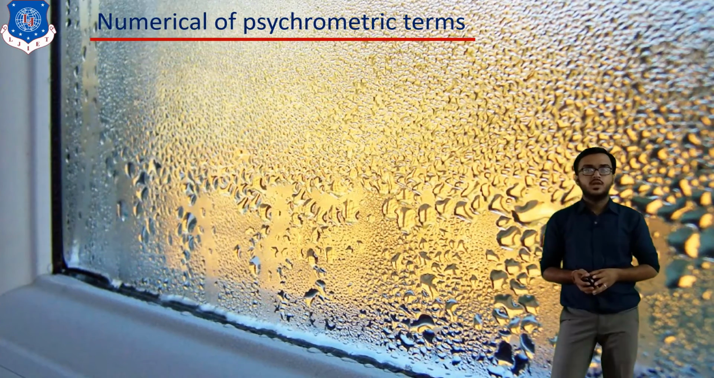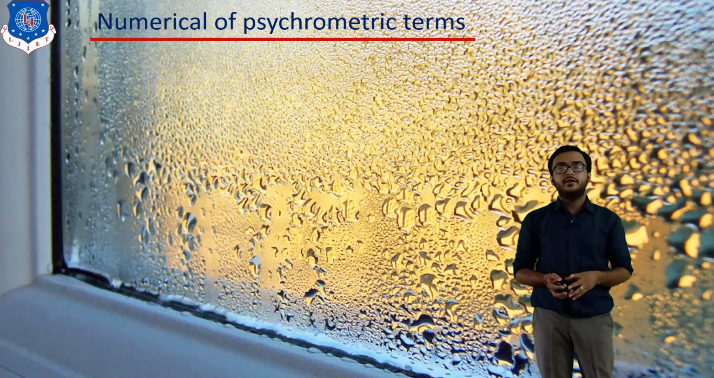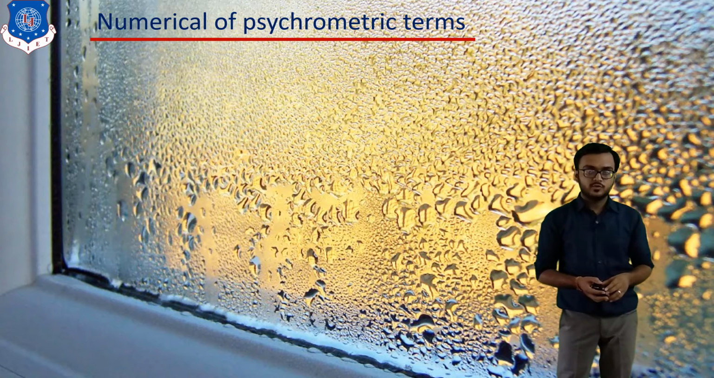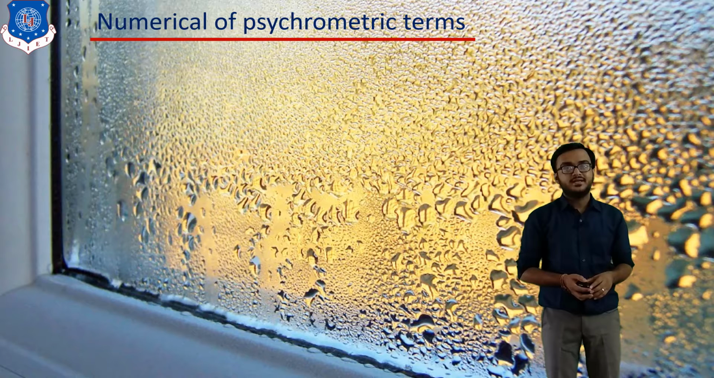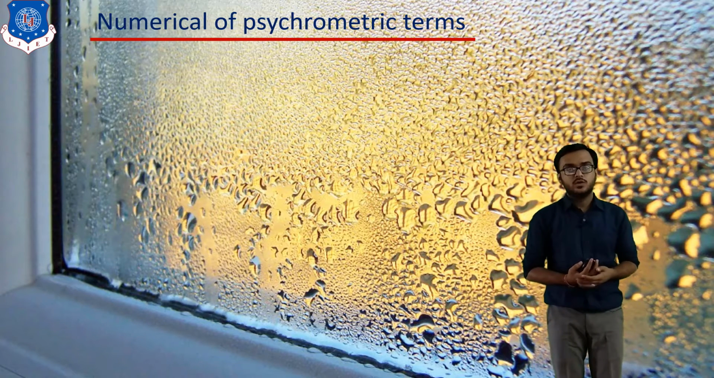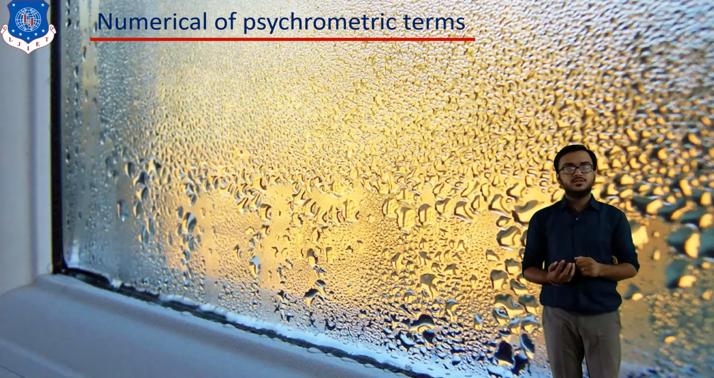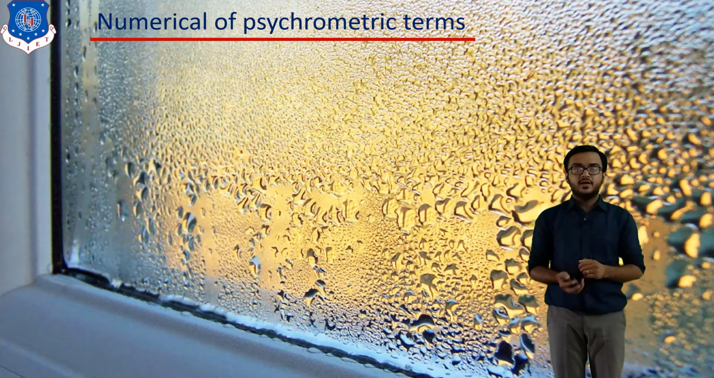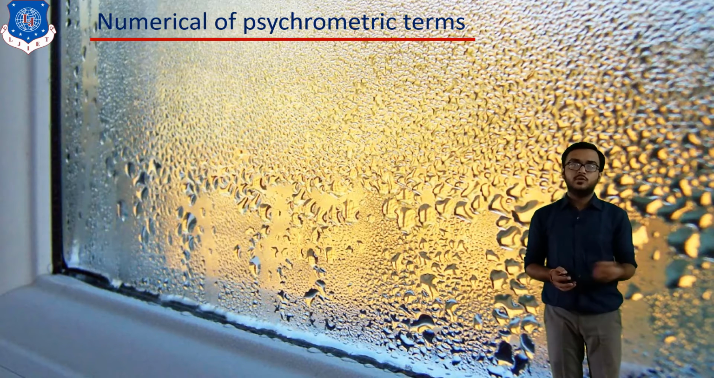Welcome everyone. In our last class we completed the different psychrometric processes, and we observed how to plot different psychrometric processes on the diagram. So now in today's session I would like to discuss the numericals on psychrometric terms. So let's begin our session.